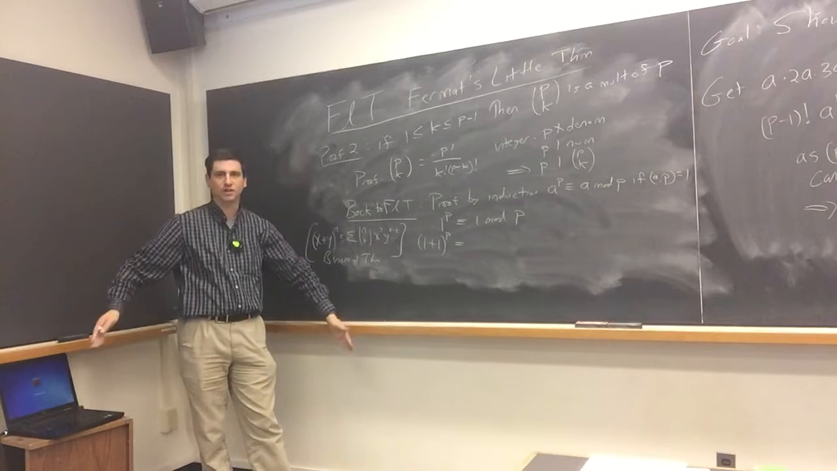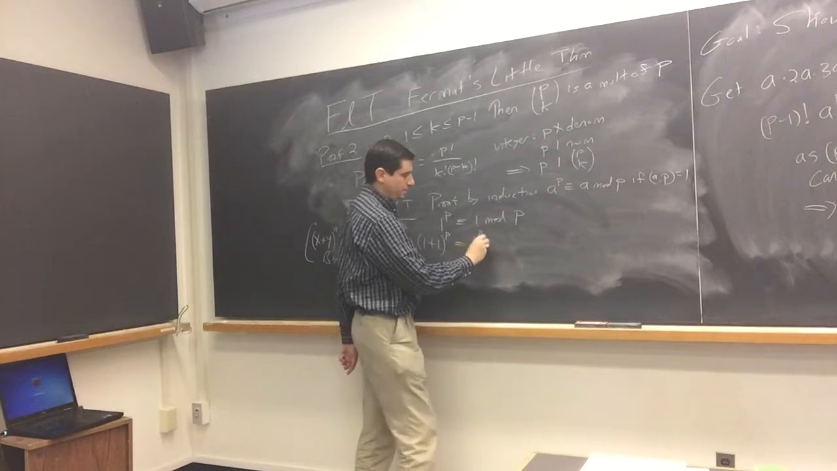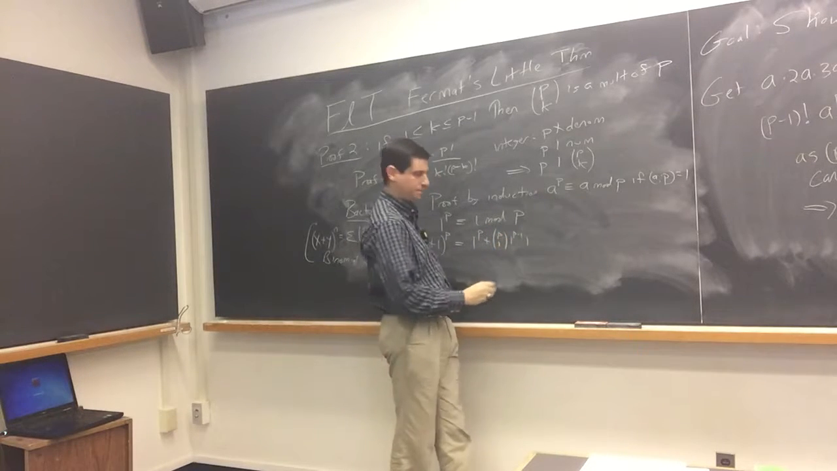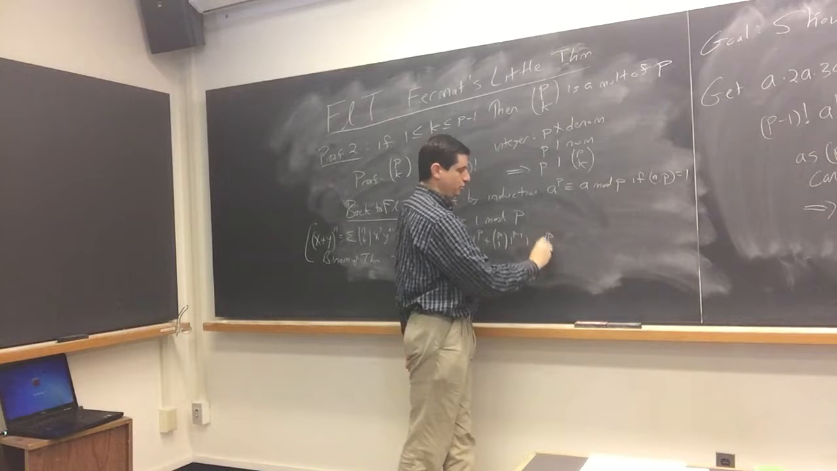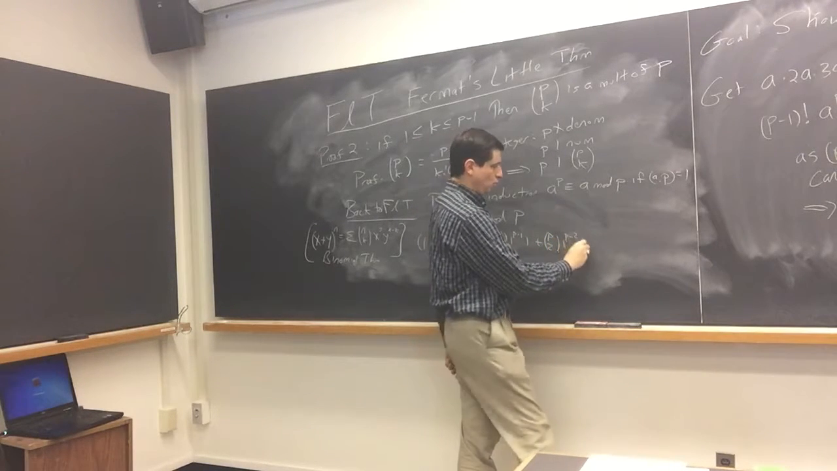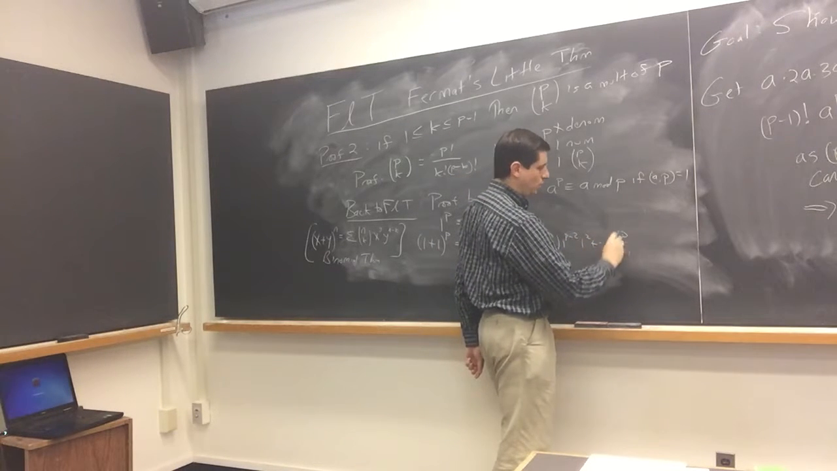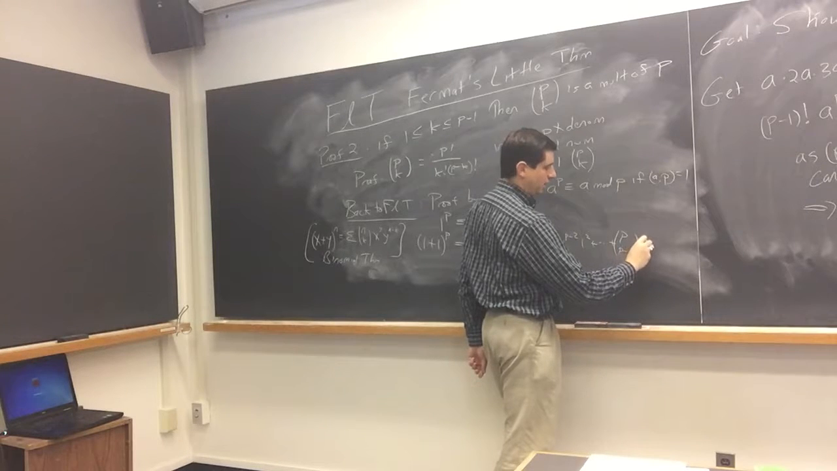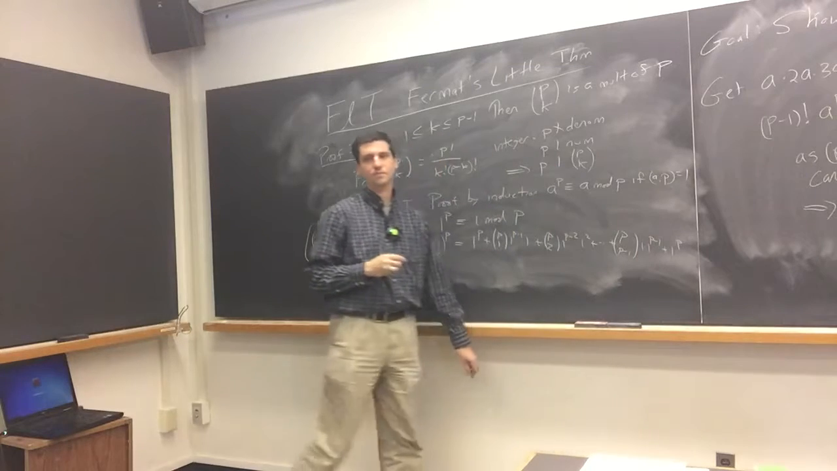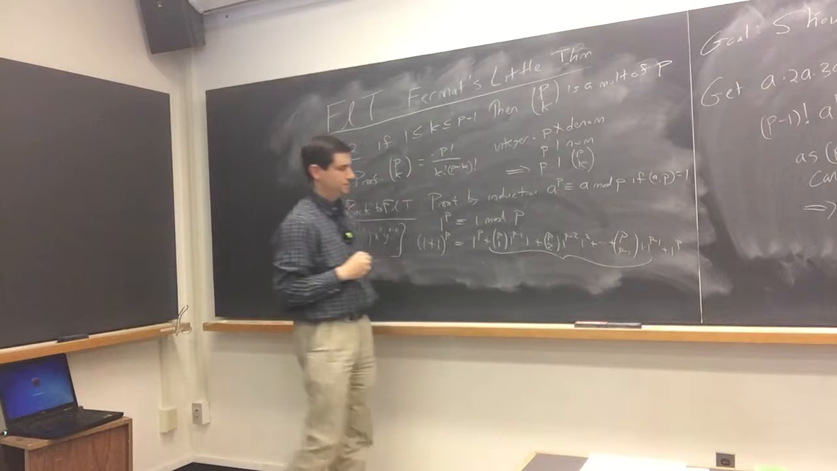This is Pascal's triangle. So when I expand this out, I'll get 1 to the p plus p choose 1, 1 to the p minus 1 times 1, plus p choose 2, 1 to the p minus 2, 1 squared, plus dot dot dot, plus p choose p minus 1, 1 times 1 to the p minus 1, plus 1 to the p. What do we know about all this stuff over here?